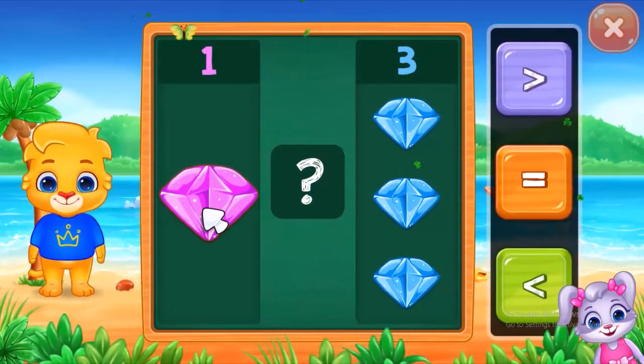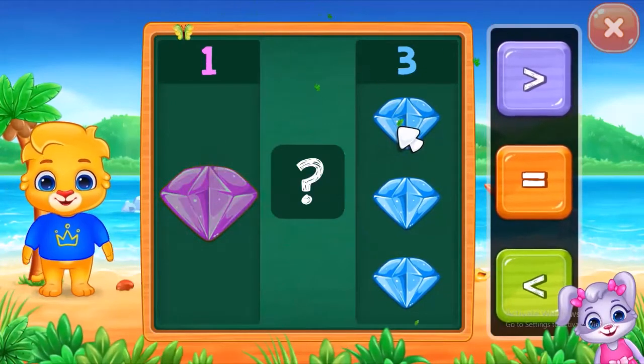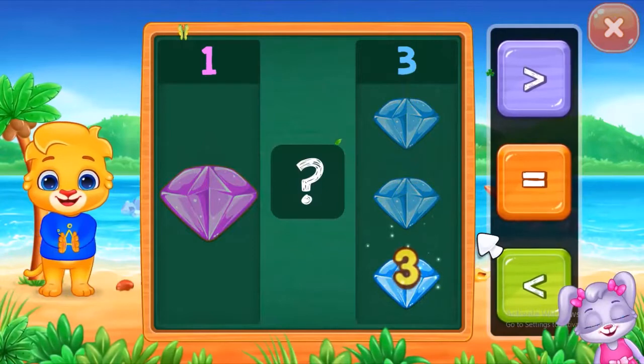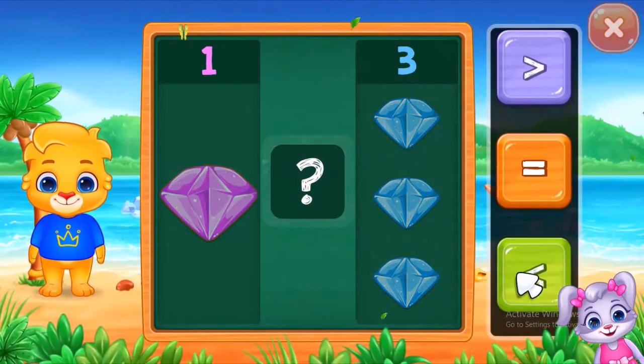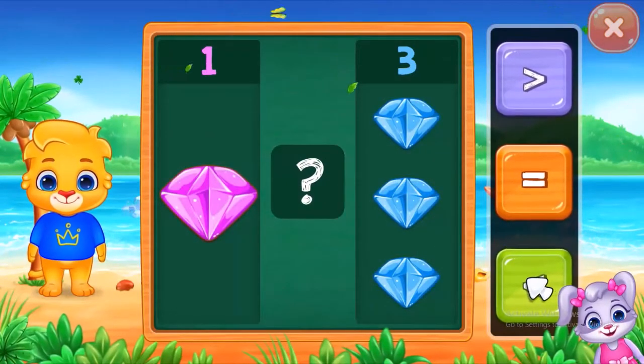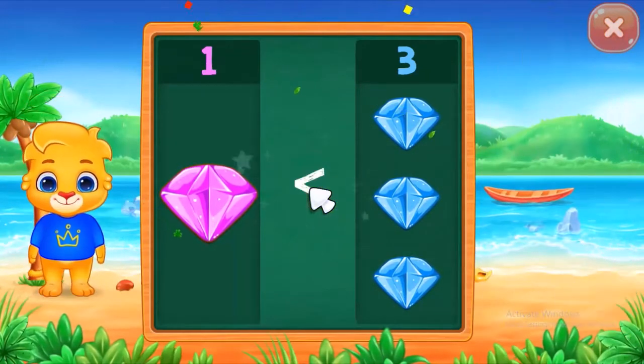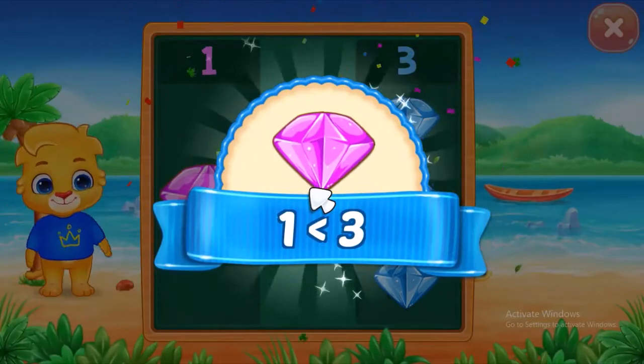Diamonds. 1, 2, 3. Less than. Woohoo! 1 is less than 3.